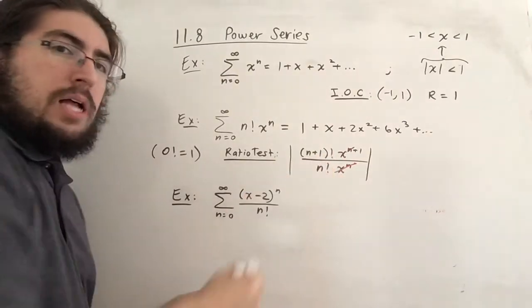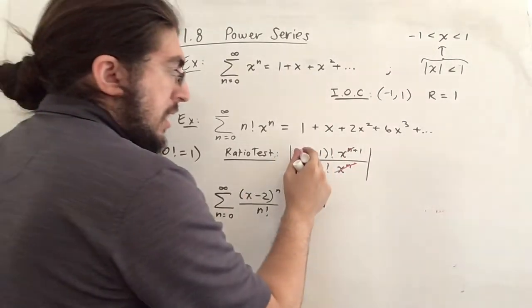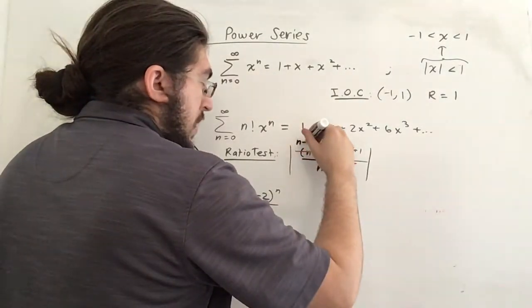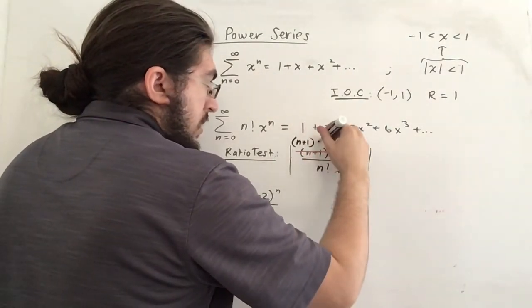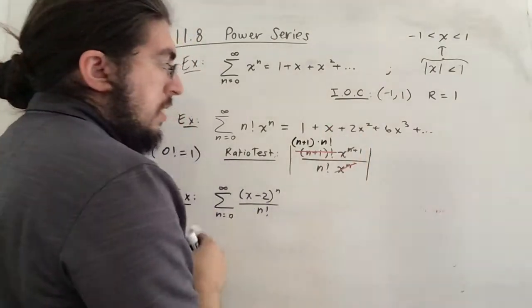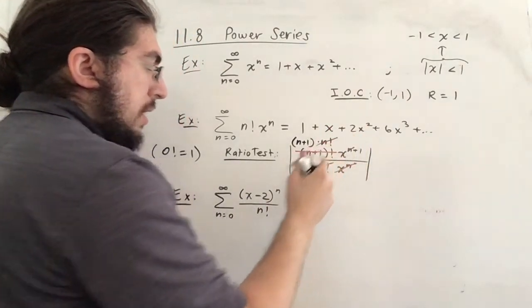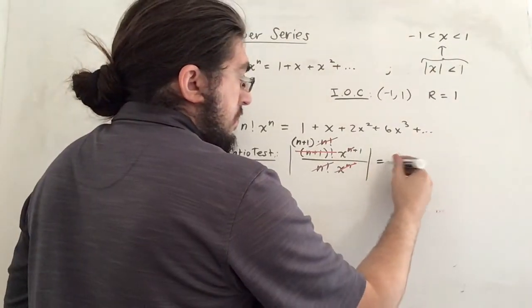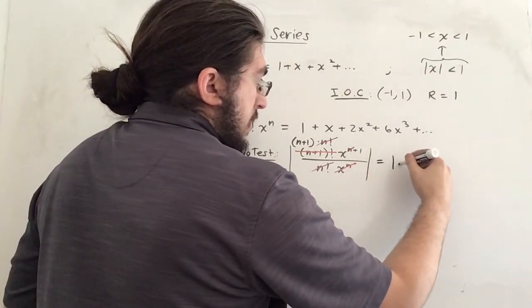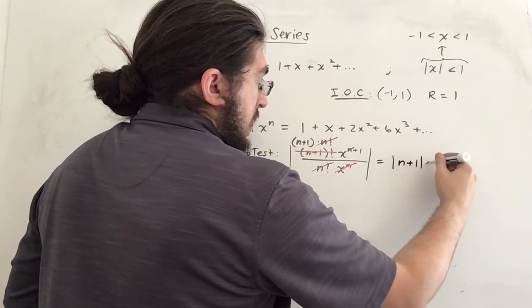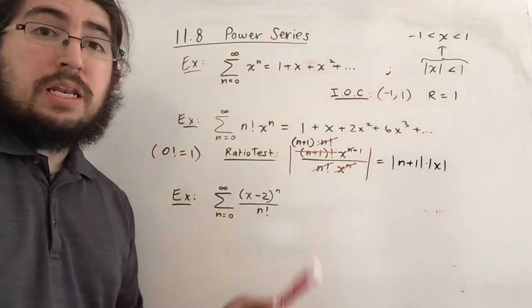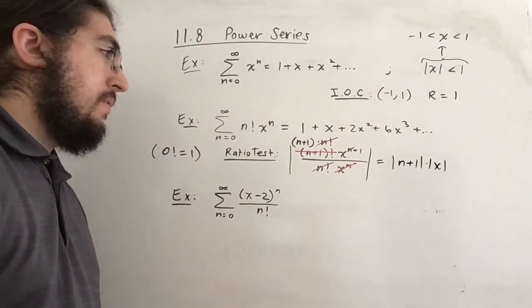Here, this part is not so obvious. But let me just tell you that n plus 1 factorial is n plus 1 times n factorial, and then the factorials cancel out. So what we end up with here is the absolute value of n plus 1 times the absolute value of x. And we want that to be less than 1 in the limit as n goes to infinity.